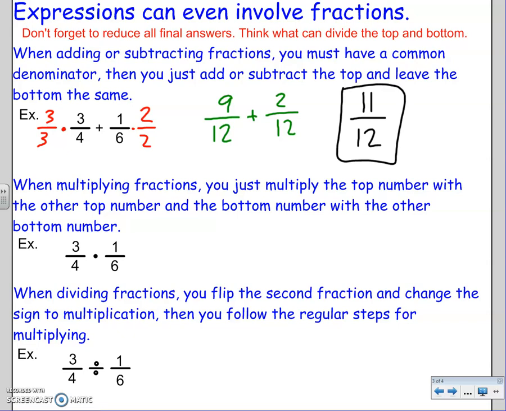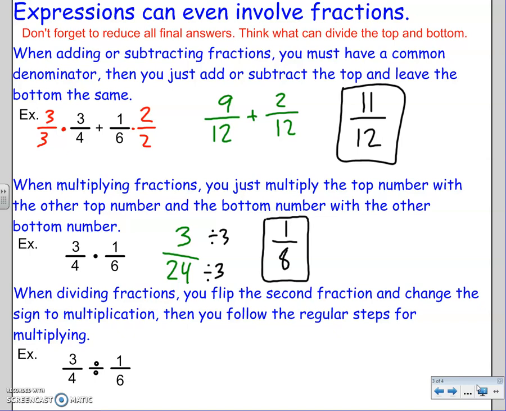Now multiplying, like I said earlier, top times top and bottom times bottom. So 3 times 1 is 3. 6 times 4 is 24. Now I can reduce this. What can I divide 3 and 24 by? Well, I can divide them both by 3. So I divide the top by 3 and the bottom by 3. I get 1 on top and 8 on bottom. So 1/8 is the reduced form of 3 over 24.